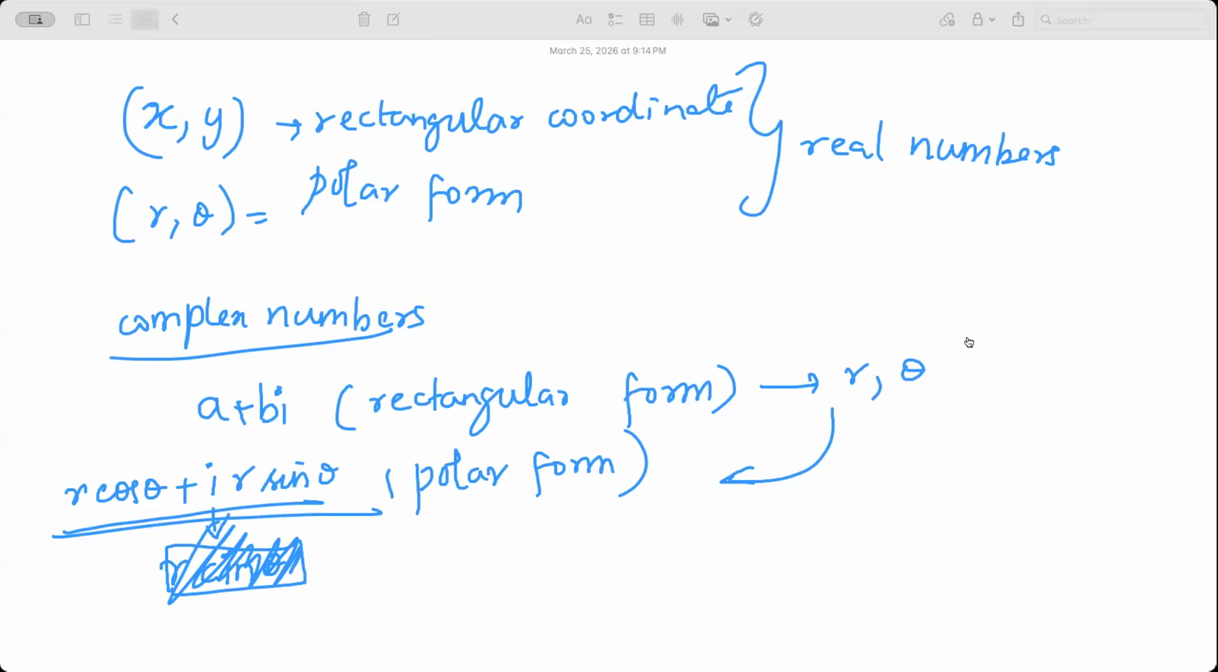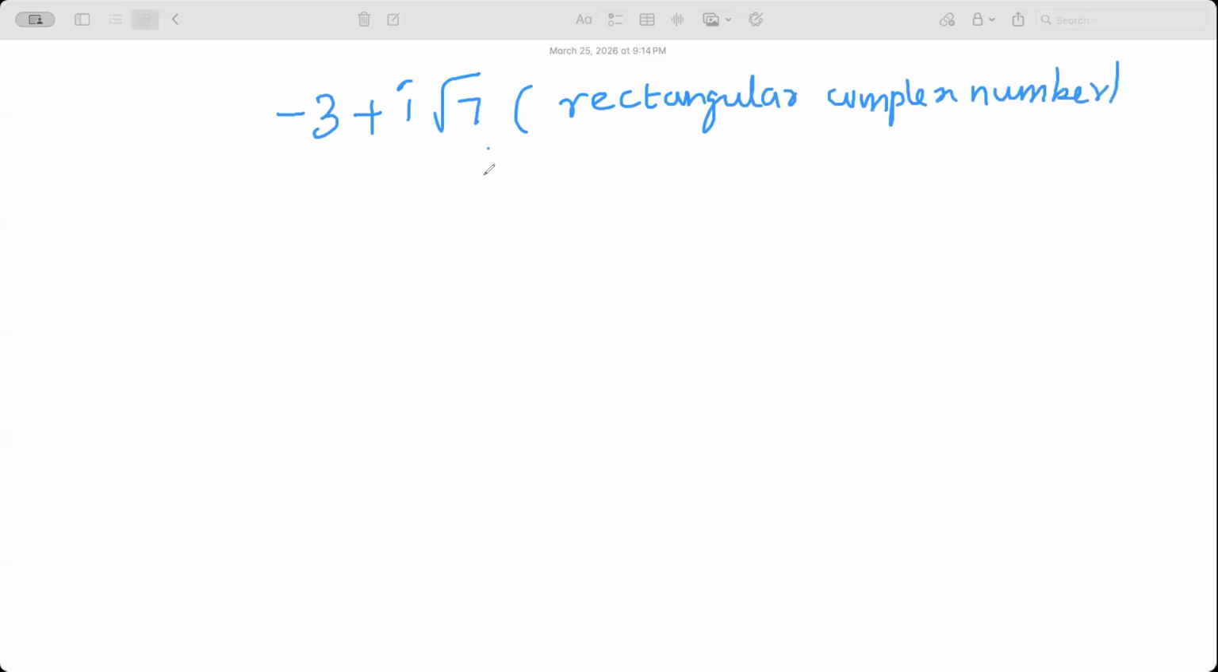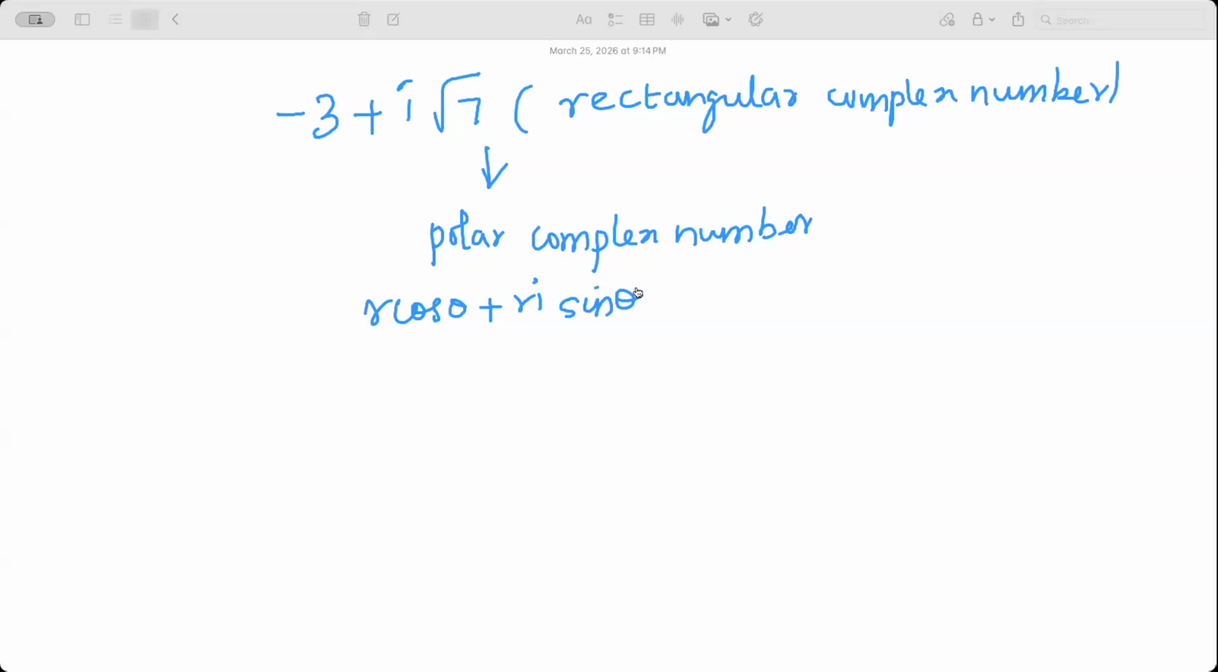So what I asked you was, can you please convert minus 3 plus i root 7? The task given was minus 3 plus i root 7. This is a rectangular complex number. I wanted you to change it to a polar complex number. A polar complex number is written in the format r cos theta plus r i sin theta, right? So I really want you to be able to write it in this format. Can we try?